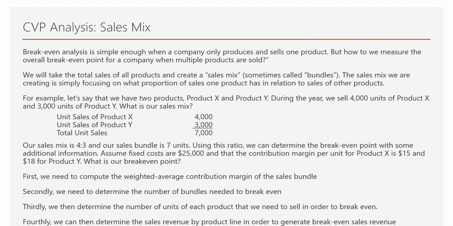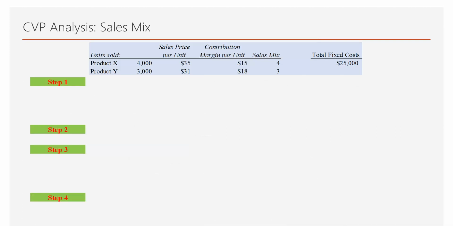So we need to pause the video now. And then we are going to take a look at how to compute the break-even point in units for product X and product Y. Okay, so look at the basic information here. Product X, we sold 4,000 units. Product Y, we sold 3,000 units. Sales price per unit, contribution margin per unit, sales mix. So we've got that. We've got total fixed costs here.